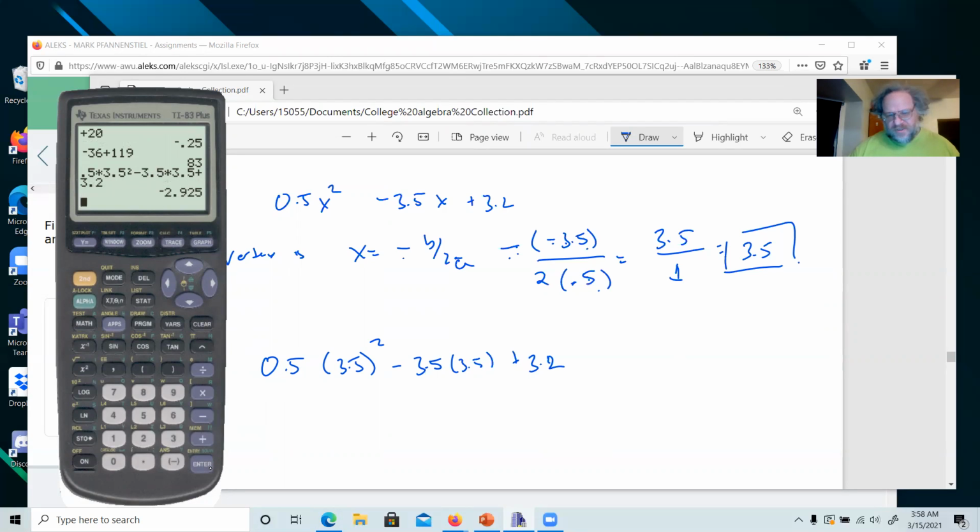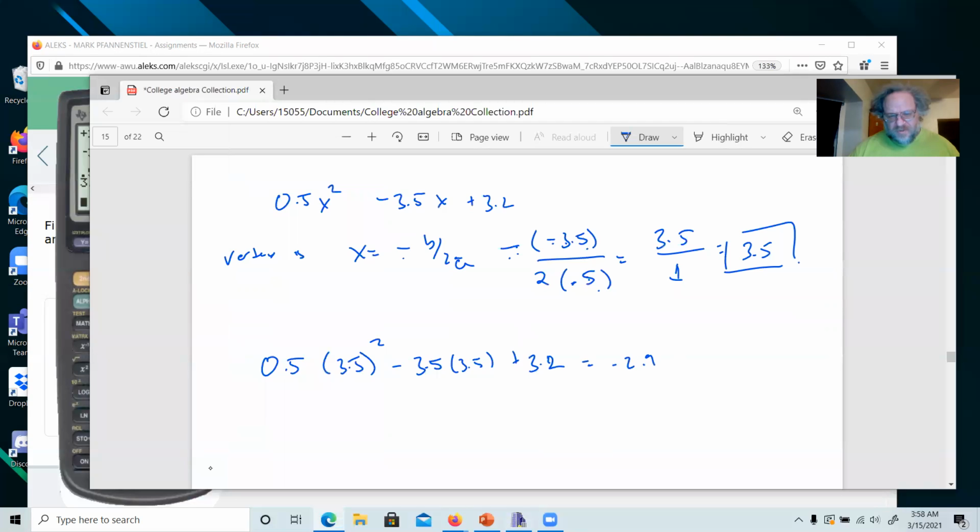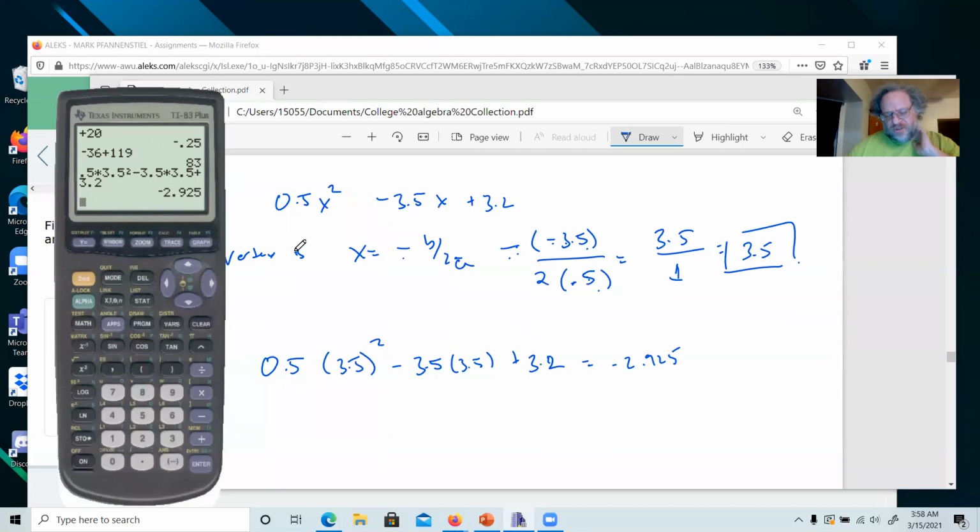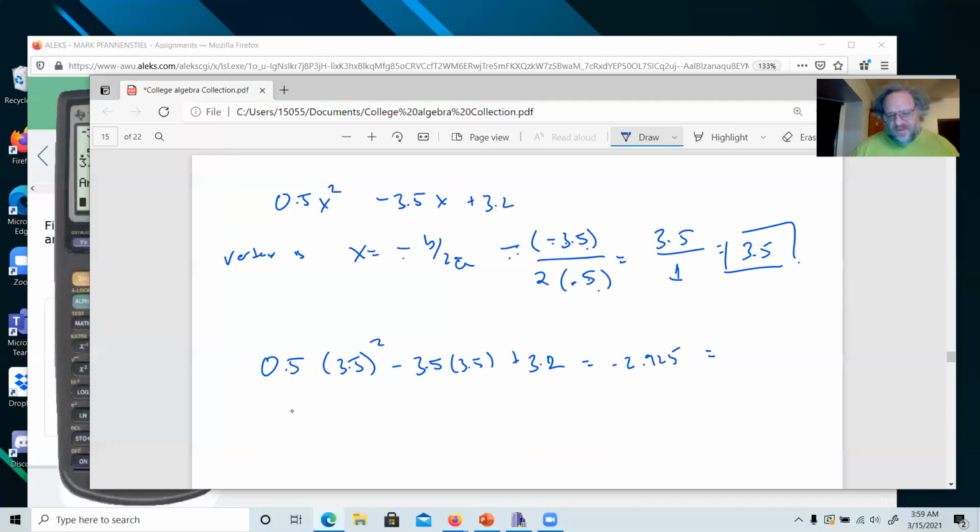The oracle says negative 2.925. Just in case you have a teacher in the future that will insist that you always use fractions, you can come over here to this math button and you see this where it says turn into a fraction. It'll just take your answer and turn it into a fraction. So we could also say this is negative 117 over 40. I'm sure that'll be impressive.